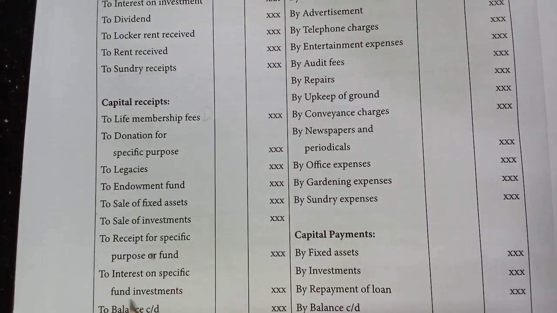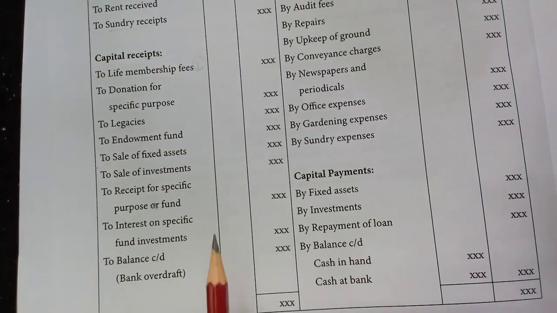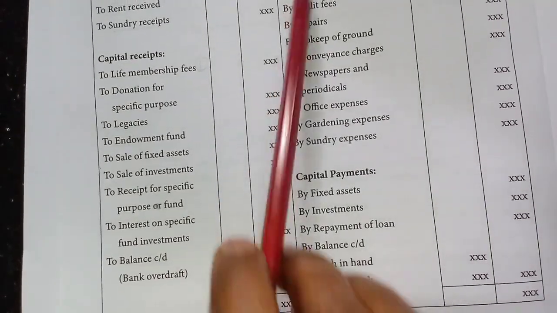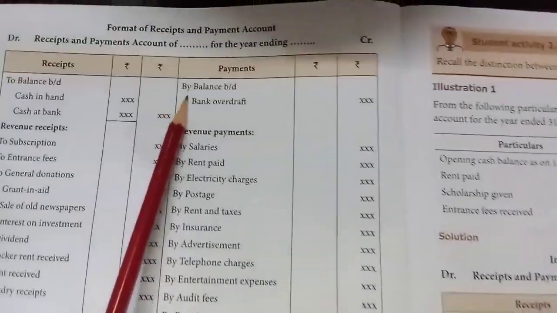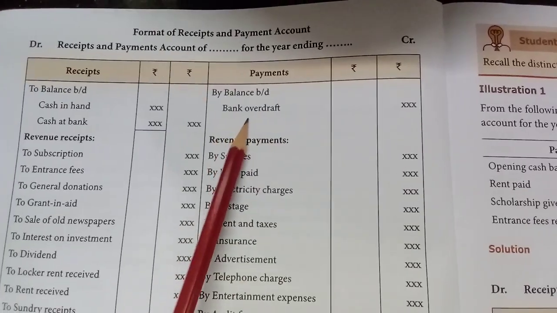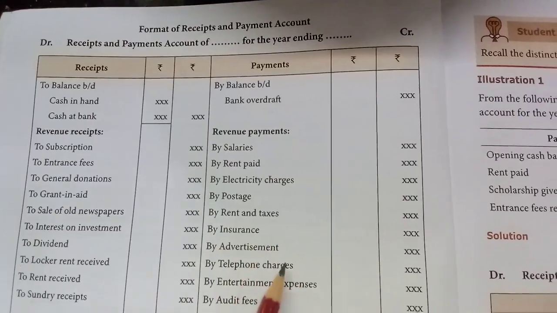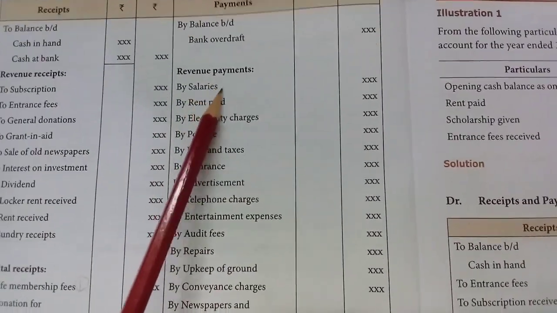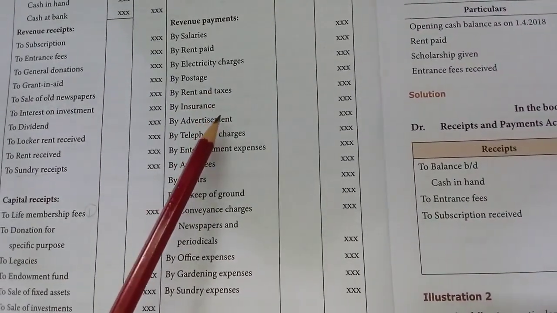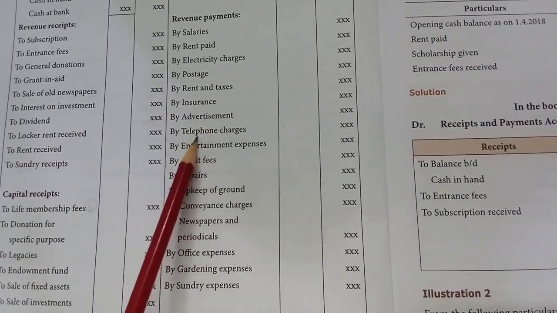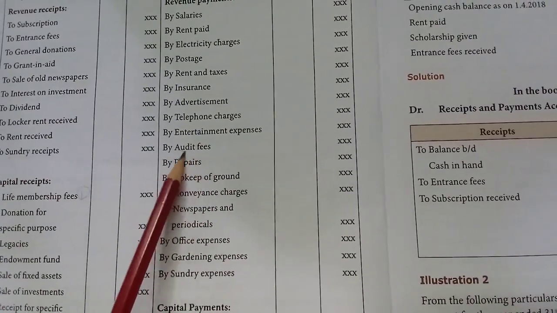Interest on specific fund investment. All the specific funds if they give, that is of which nature? Capital nature. Then all the payment side will start with bank overdraft. If there is a bank overdraft, you have to write by balance brought down, bank overdraft. Then all the revenue payments, the revenue expenditures: salaries, rent paid, electricity charges, postage, rent and tax, insurance premium, then advertisement, telephone charges, entertainment expense, then audit fees, because we conduct audit every year, isn't it?